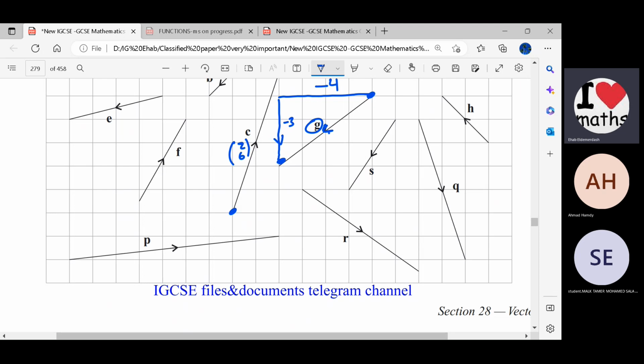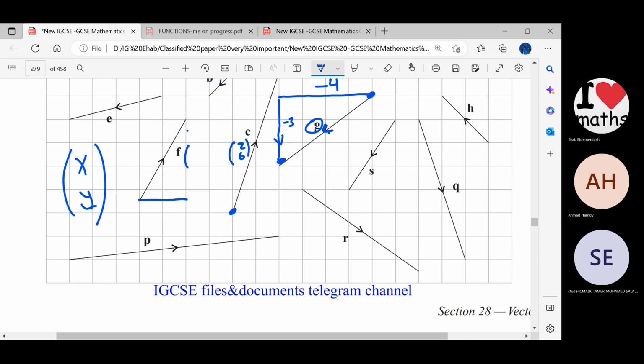Let's go through vector f. Who can tell me the x first and then the y? When we are moving by the vector, x and y, how many movements on the x axis? 2. And how many movements on the y axis? 3.5. So I can write this one as 2 and 3.5. Agreed?